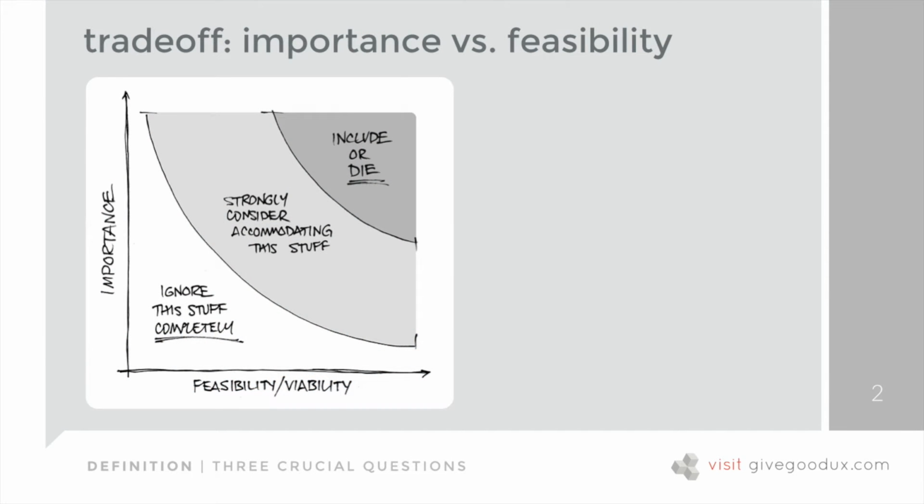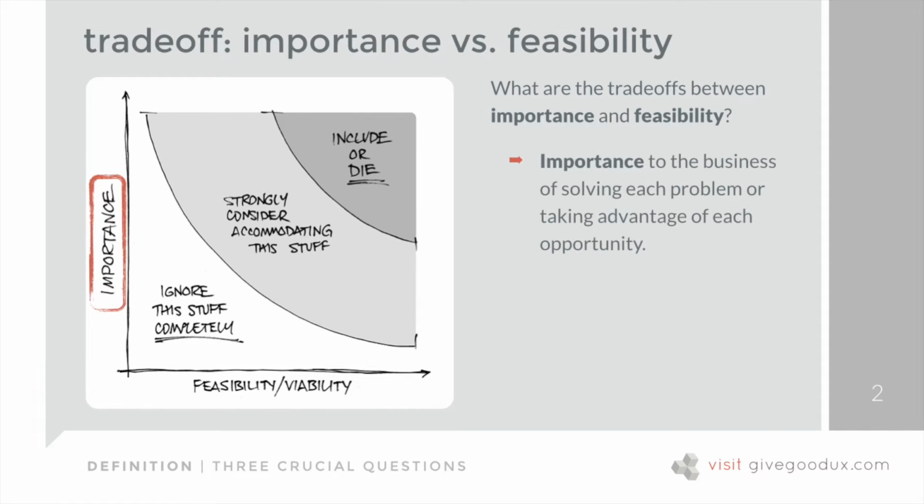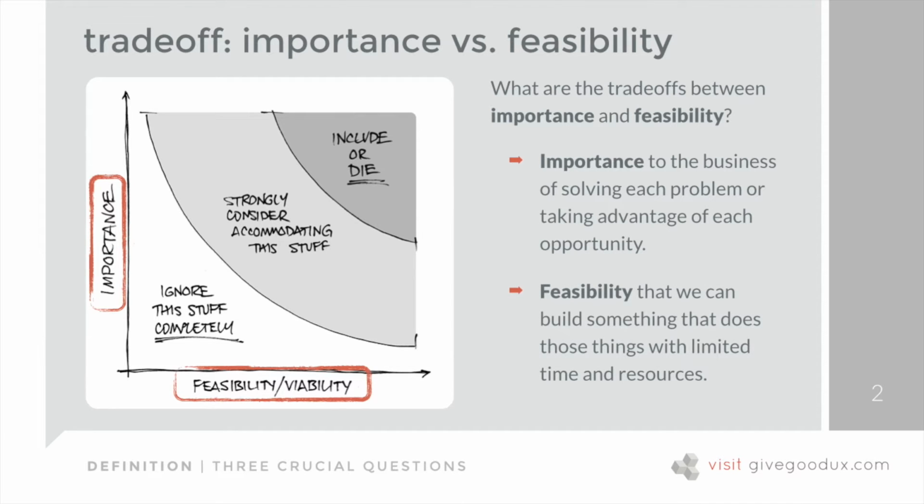First, let's revisit the critical piece that we just talked about, and that's the trade-off between importance and feasibility. You've got to remember, what are we trading off, and where on this graph does each feature fall? The importance to the business of solving each problem or taking advantage of each opportunity, countered with the feasibility that you can actually build something that does those things, with the limited time and resources that you have.